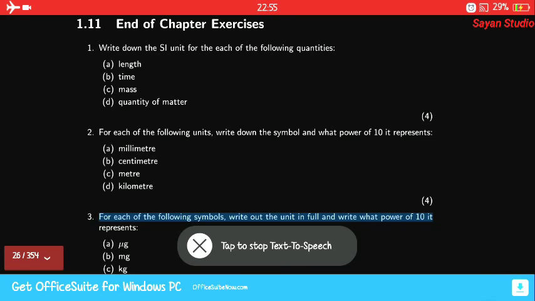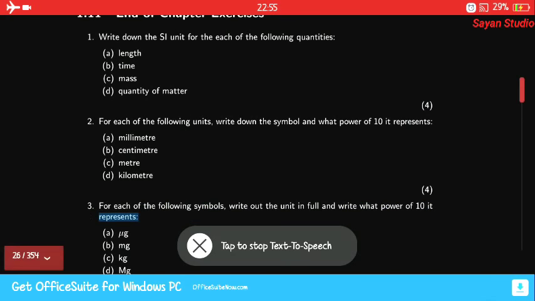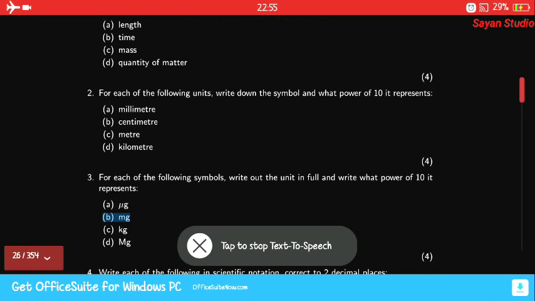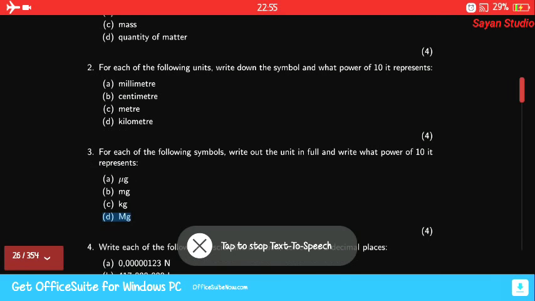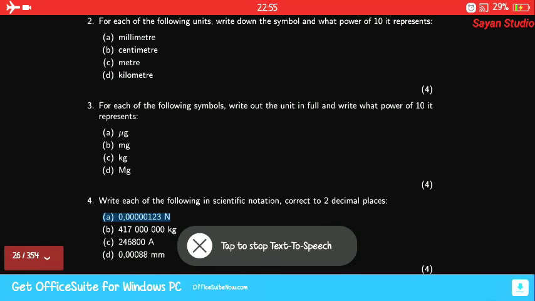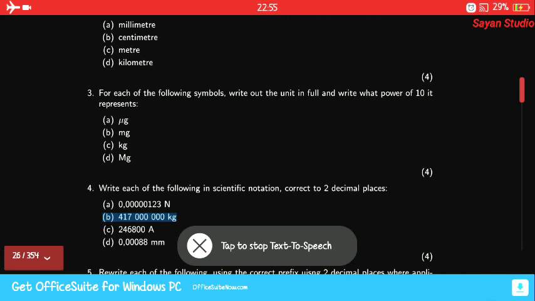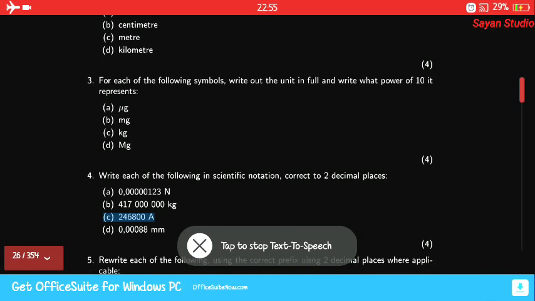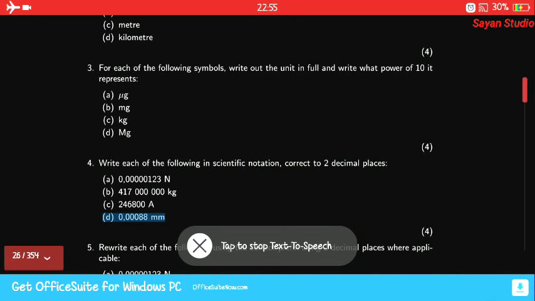3. For each of the following symbols, write out the unit in full and write what power of 10 it represents. A. µg. B. mg. C. kg. D. mg. 4. Write each of the following in scientific notation, correct to 2 decimal places. A. 0.0000123 N. B. 417 million kilograms. C. 246,800 A. D. 0.088 ton.